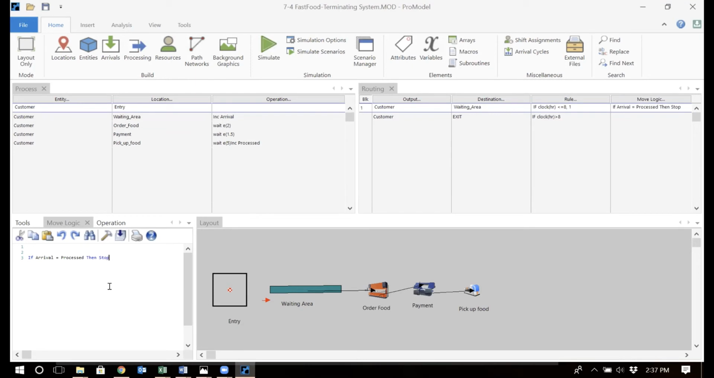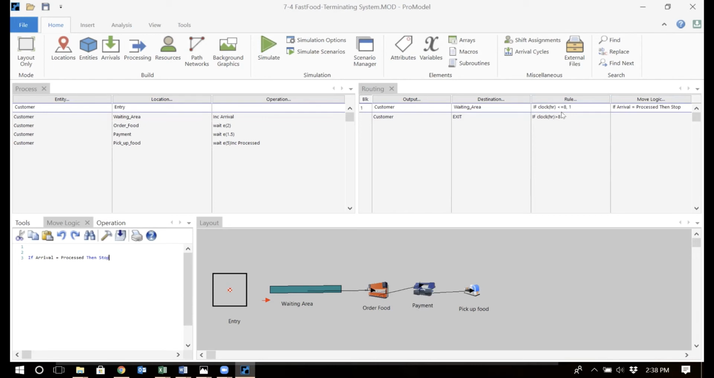Let's assume I'm in hour 3, and this condition holds: the number of people who have arrived to the system equals the number of people who have been processed. That's not the right time to stop the simulation, because I'm still in the working hour time. I'm still in the situation where the clock is less than 8 hours.